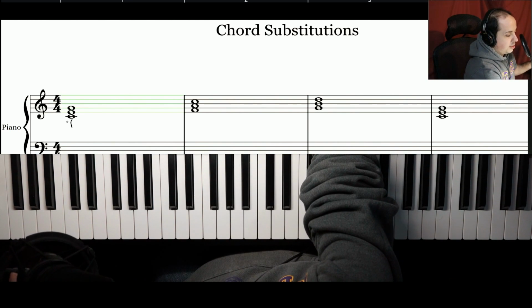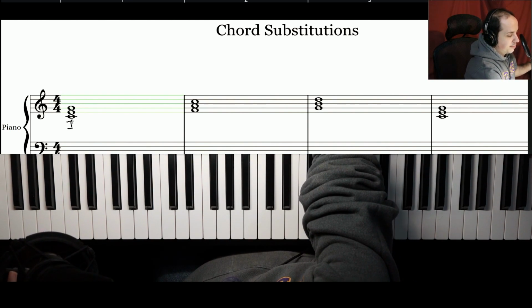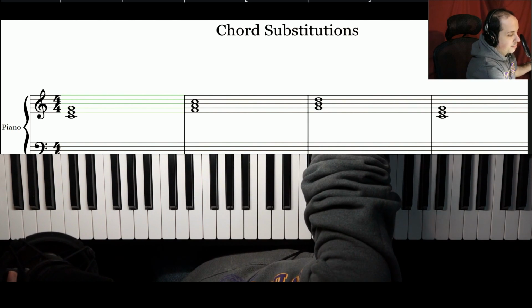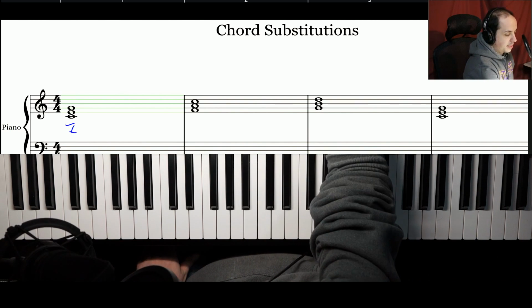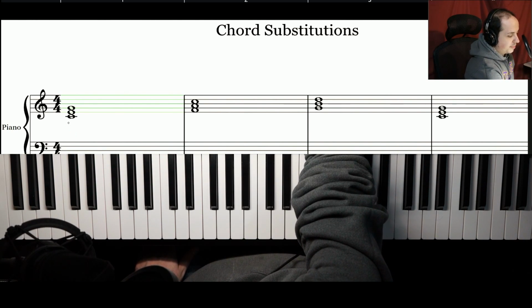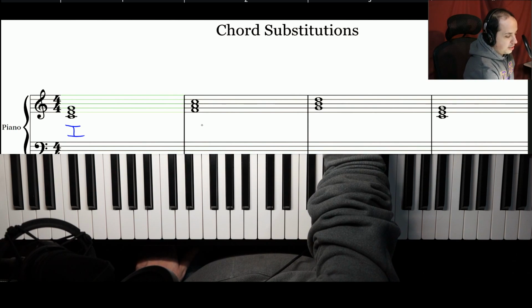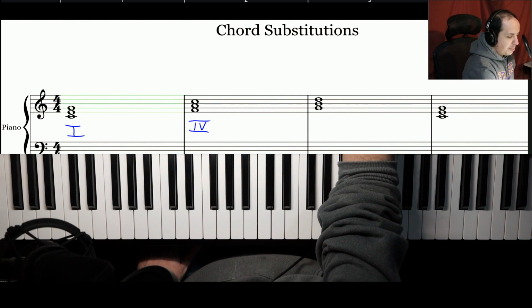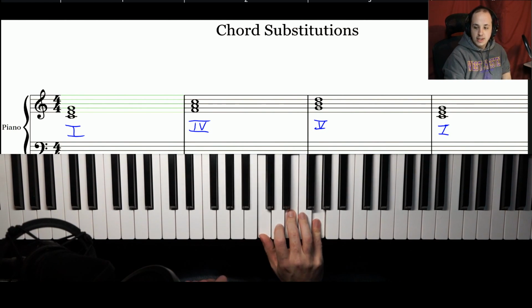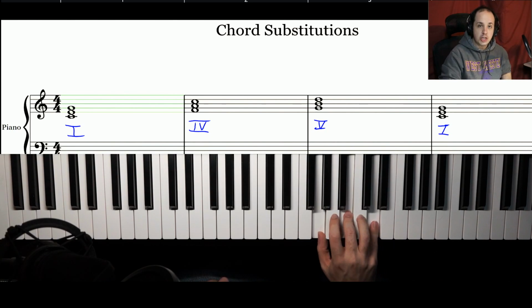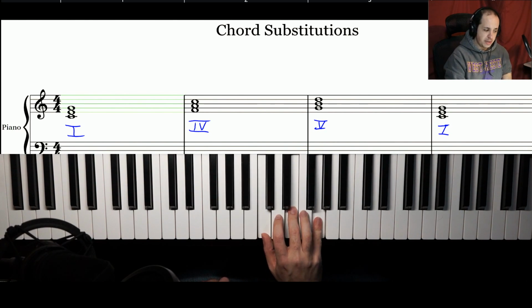So you got 1. Let me draw that a little bit better. You got 1. You got 4. These are all written out in Roman numerals, by the way. A capital Roman numeral indicates a major chord, and a lowercase Roman numeral indicates a minor. So these are all major chords. So you have C major, F major, G major, back to C major.